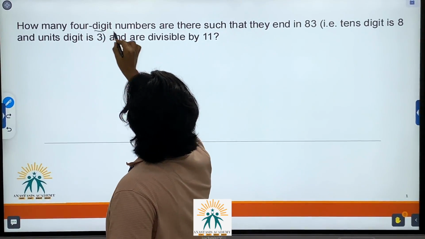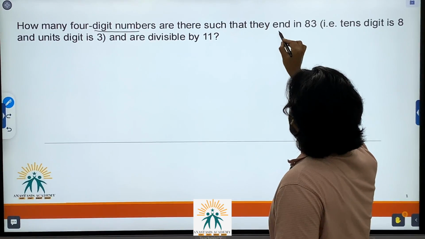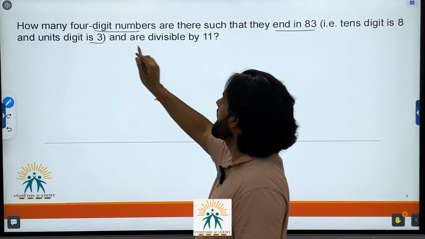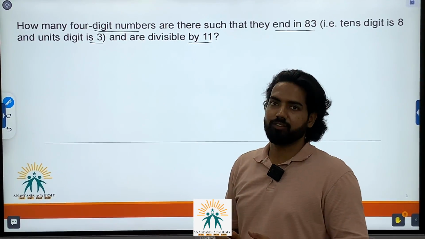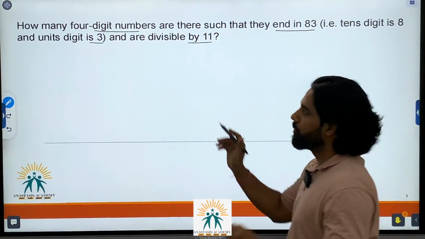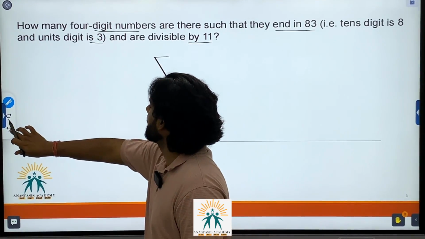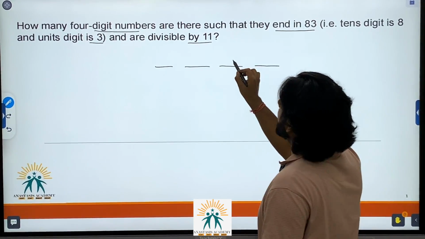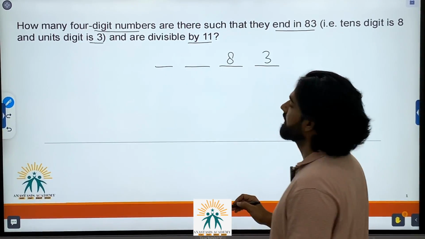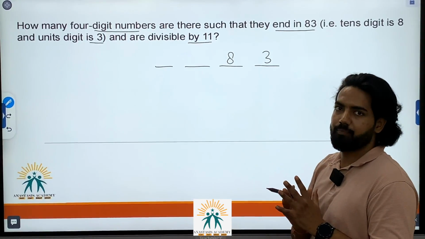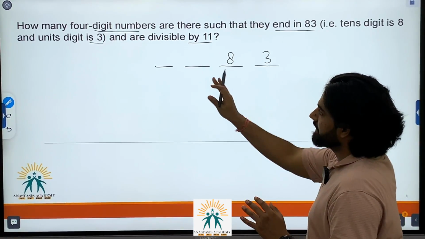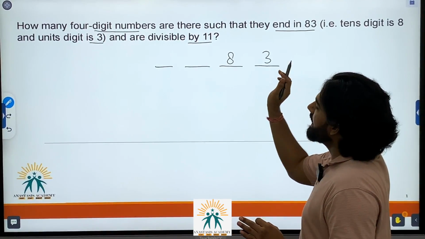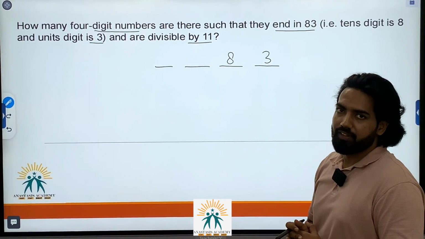How many 4-digit numbers are there such that they end in 83, that is, tens digit is 8 and units digit is 3, and are divisible by 11? So we have to find the 4-digit numbers such that the last 2 digits are 8 and 3, right? These digits are fixed, and these 4-digit numbers that are ending in 83 must be divisible by 11, right?